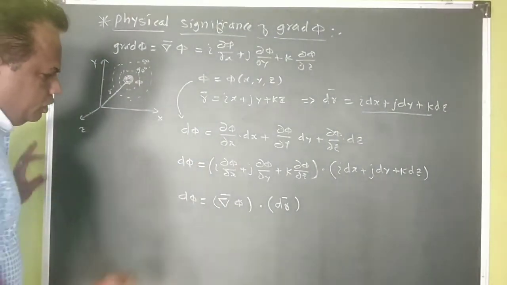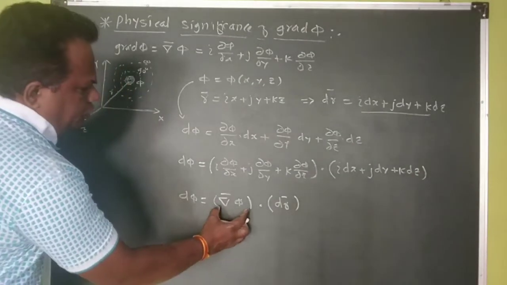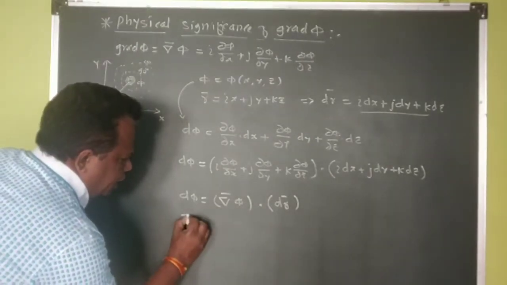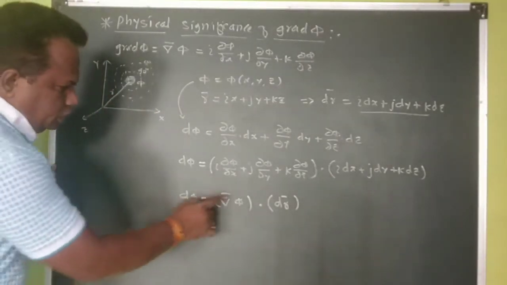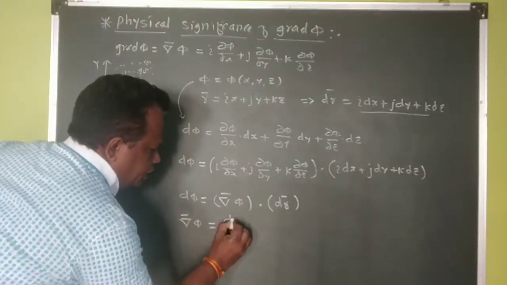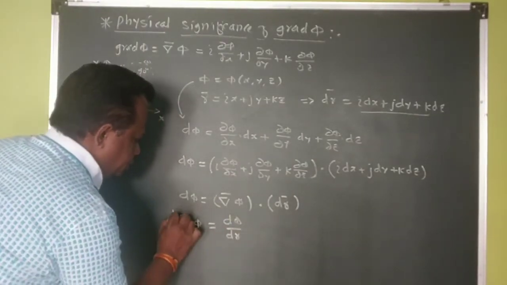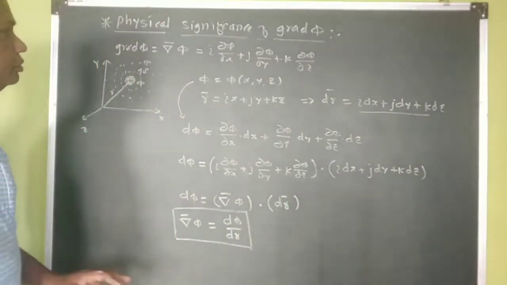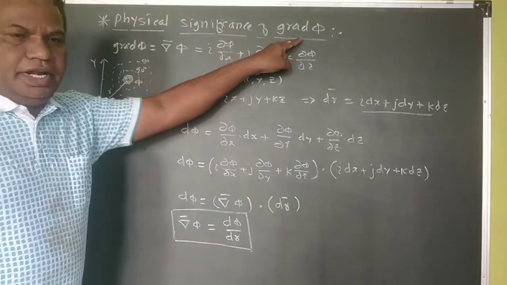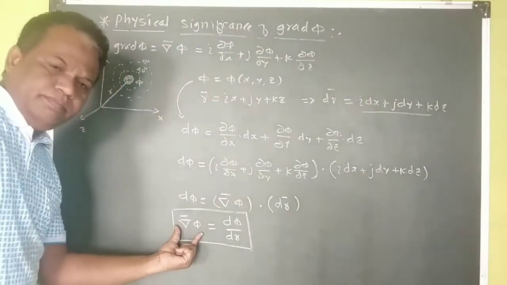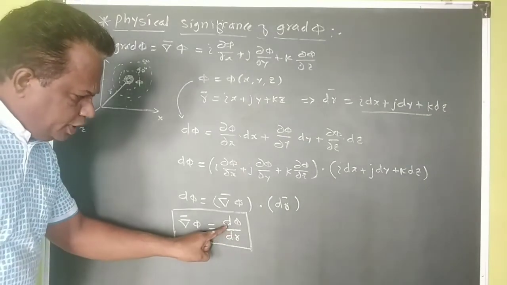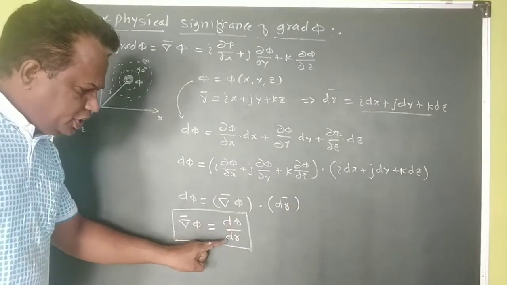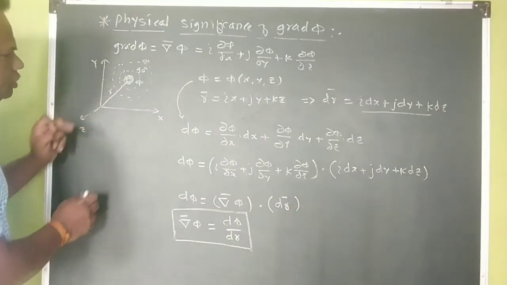So now we are going to write the value of the gradient of φ. So del φ is equal to, we divide this value, that is dφ by dr. This is how we are going to find the physical significance of the gradient term. So del φ is nothing but a differentiation, that is, the variation of φ with respect to r.